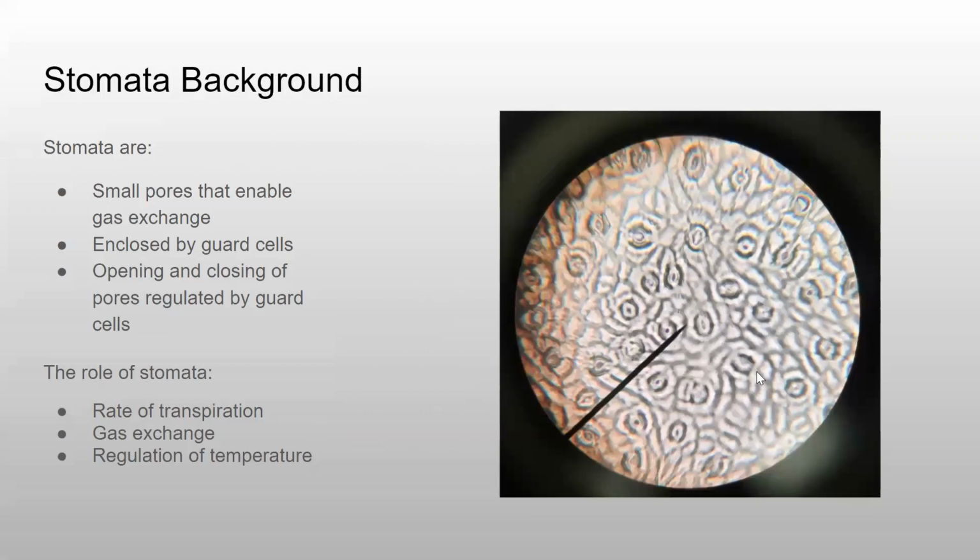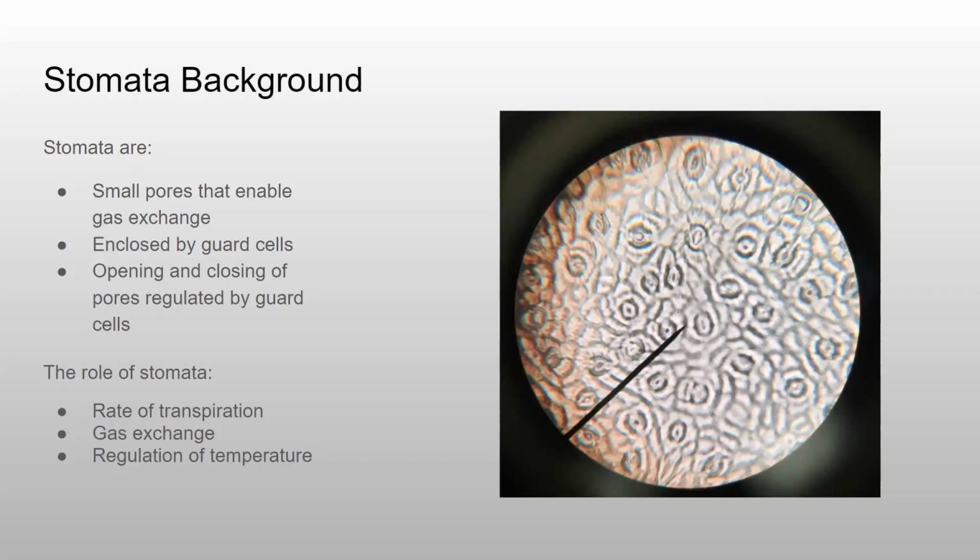Stomata are defined as any of the minute pores in the epidermis of the leaf of a plant, forming a slit of variable width which allows movement of gases in and out of the intercellular spaces. In other words, stomata are small pores that enable gas exchange. Carbon dioxide enters the stomata and oxygen gas exits the stomata, and both of these gases are important for photosynthesis.